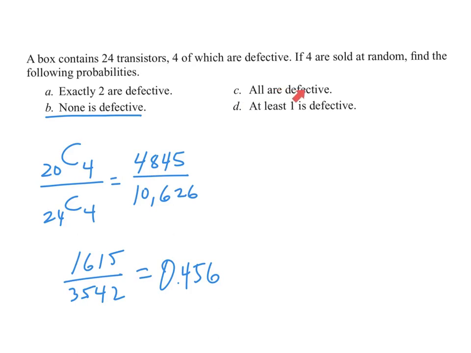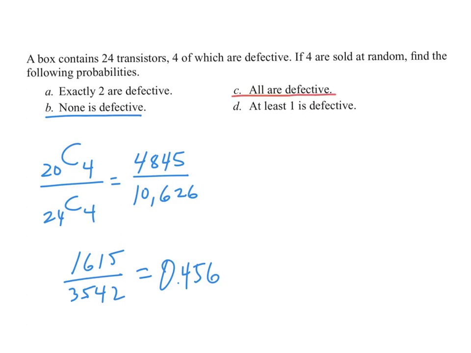Oh, come on. 20? 0. I'm not picking any broken ones. I'm only picking broken ones. So from our 2 buckets, we're picking all the defective ones. From that bucket of 4, we're picking all 4. From the bucket of 20, I'm picking none of them. So I end up with all of them being defective.